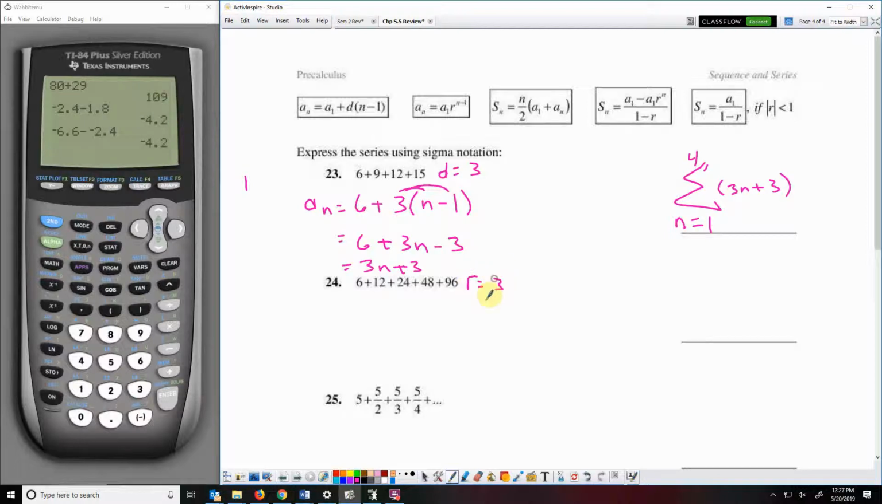Here it looks like we have a common ratio of 3. We're multiplying by 3. So a sub n equals, and we're going to use the geometric formula, formula 2. So that's first term times common ratio to the n minus 1 power, and that cannot be simplified. So it's the summation of 6 times 2 to the n minus 1, adding up term numbers 1 through 2, 3, 4, and term 5.